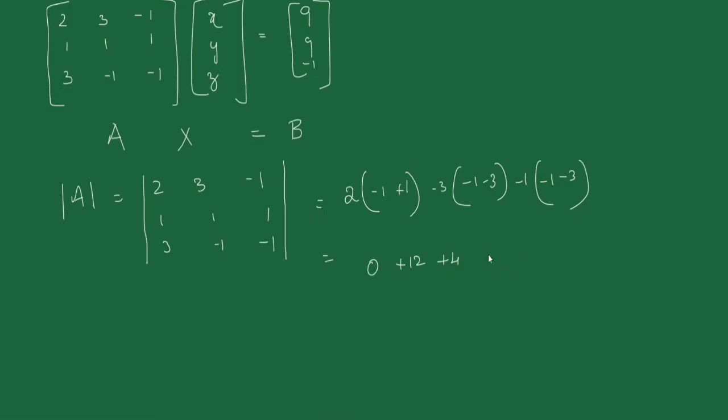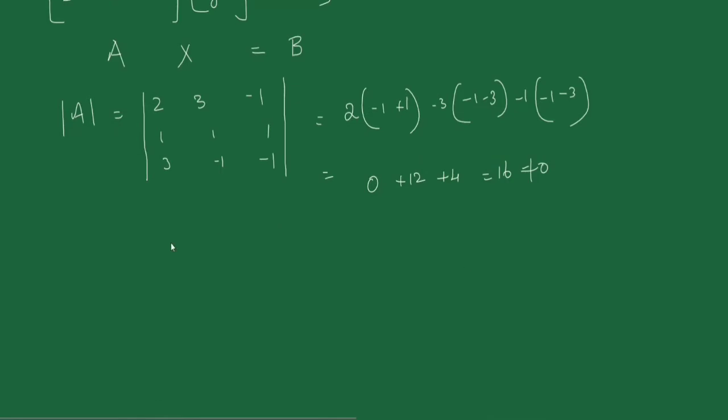So 16 is not equal to 0. That means the matrix A is non-singular. So two conditions were there. First, it should be a square matrix. Second condition, non-singular. Both the conditions are satisfied. So now we can find A inverse. You can write here, A inverse exists because matrix A is non-singular. So let us find A inverse.